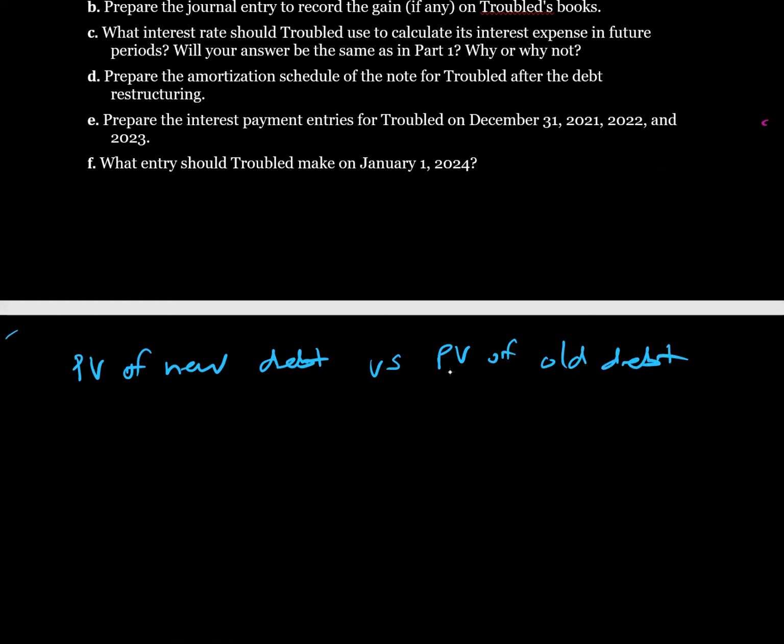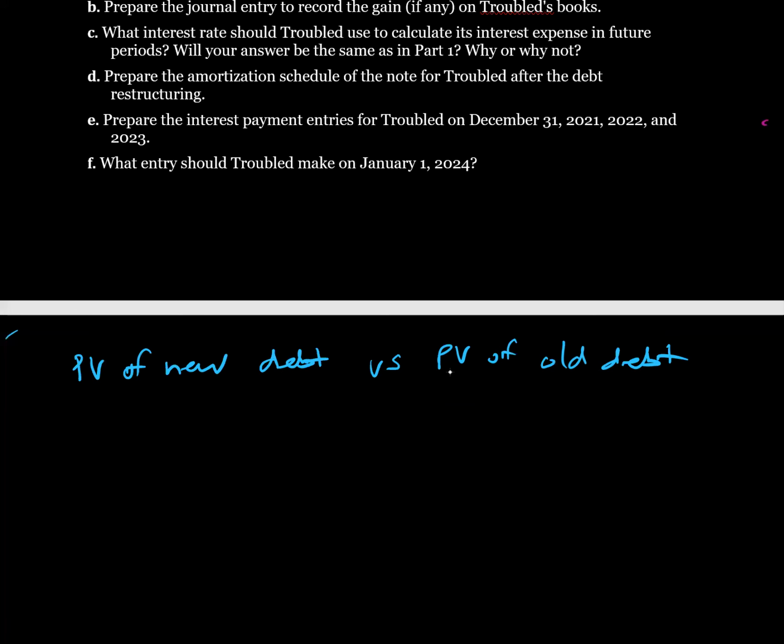And what's this going to tell us? Well, if the difference between these two things is less than 10%, then we have a modification of debt. If the difference is greater than 10%, we have a settlement of the old debt, and we have a brand new debt that we're going to start recording from day one. So it has quite a significant accounting implication. So do we know either of these two things? Well, we don't know the present value of the new debt yet. We're going to need to calculate that.